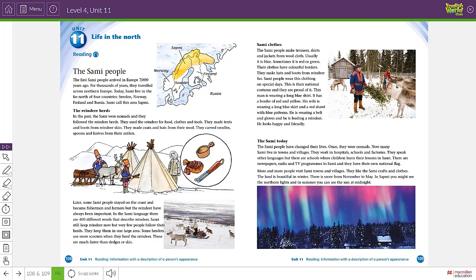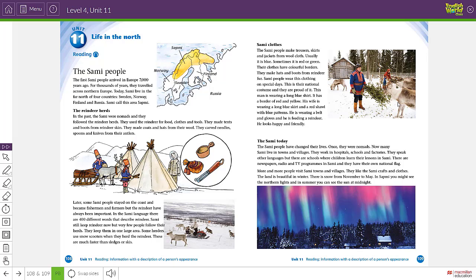Yes, the first Sami people arrived in Europe 7,000 years ago. And they traveled across northern Europe. You remember all of this information about the Sami people? What else? Who can tell me more information about the Sami people? Yes. Sami live in the north of 4 countries. What are the 4 countries? Sweden, Norway, Finland, and Russia.